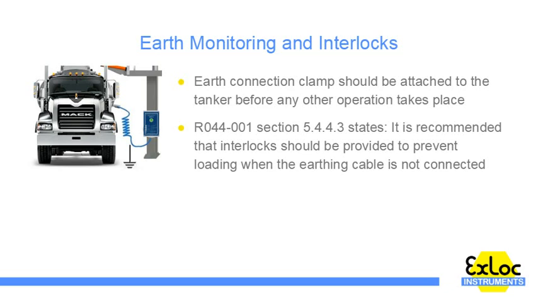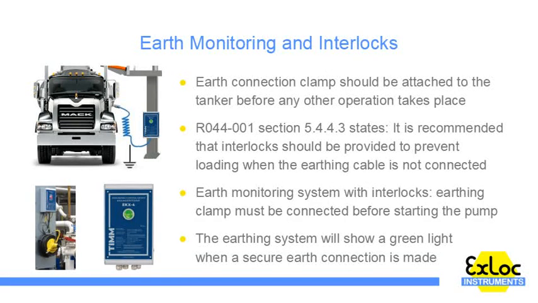The earthing system will show a green light when a secure earth connection has been made and release the interlock to allow the operation to proceed. If the earth connection is interrupted, the interlock will cause the pump to shut down, stopping the process. As the loading or unloading of a road tanker is often carried out under the supervision of the tanker driver rather than the site's own employees, it has become popular for an earth monitoring system to also include a tanker recognition feature to ensure that the clamp has been correctly fitted to the actual tanker and not simply to other surrounding metalwork in order to gain a permissive signal.